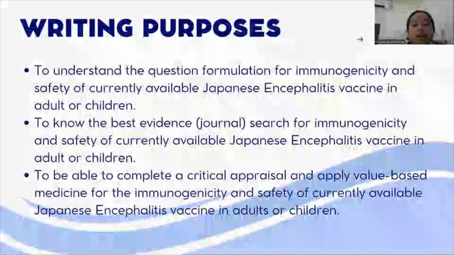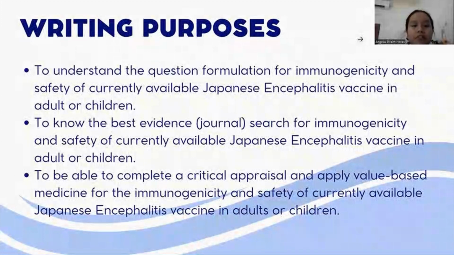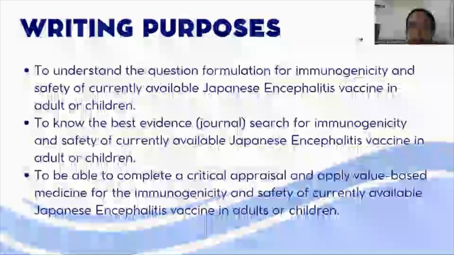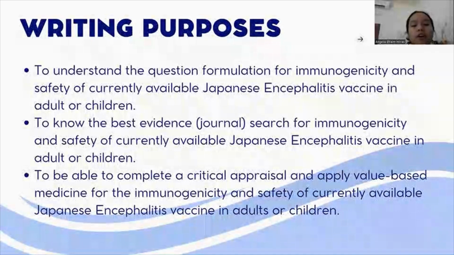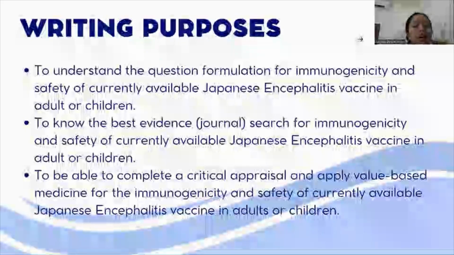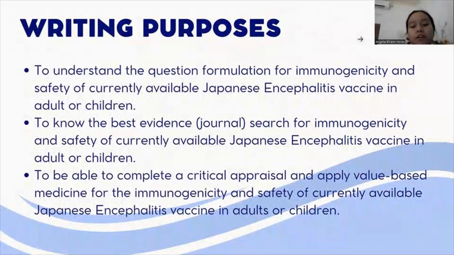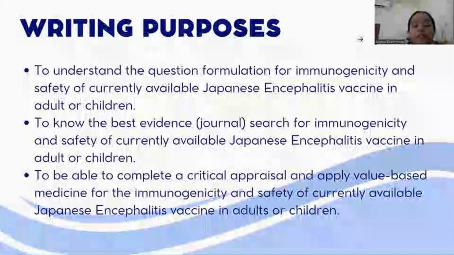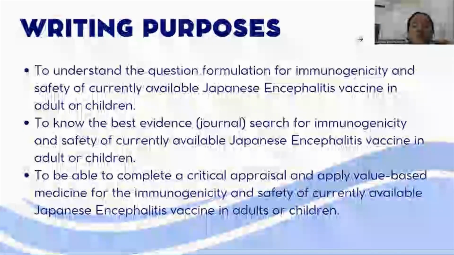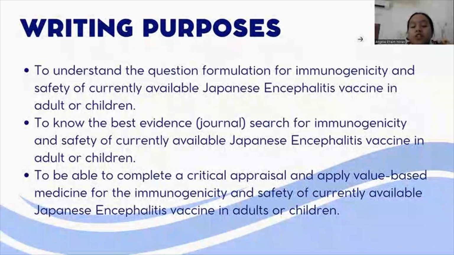So there are three writing objectives in this student project. The first one is to understand the question formulation for immunogenicity and safety of currently available Japanese encephalitis vaccine in adults or children. The second one is to know the best evidence or journal search for immunogenicity and safety of currently available Japanese encephalitis vaccine in adults or in children. The last one is to be able to complete a critical appraisal and apply value-based medicine for the immunogenicity and safety of currently available Japanese encephalitis vaccine in adults or children.